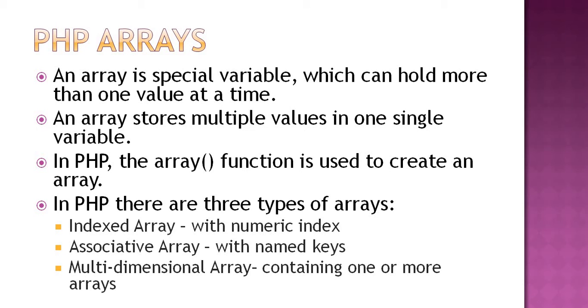In PHP, there are three different types of arrays. First one, indexed array. Second one, associative array. The third one is multi-dimensional array. Indexed arrays have a numeric index. Associative arrays have a named key. Multi-dimensional arrays are going to contain one or more arrays. Let us see each one of them individually.